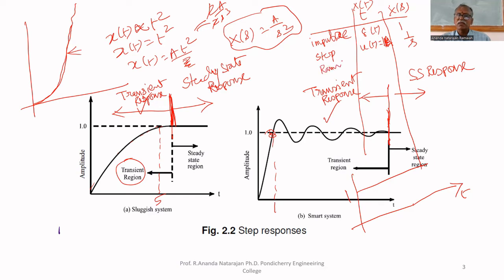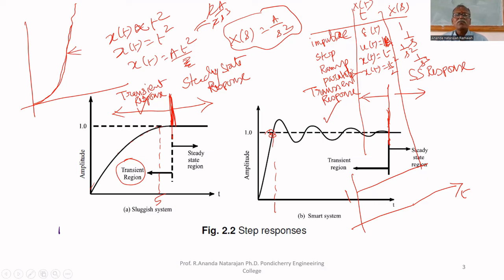Ramp signal means x of t equal to t. If we take Laplace transform, 1 upon s square. Parabolic input: x of t equal to 1 by 2 t square. To cancel that 2, 1 by 2 t square in time domain. That's why in frequency domain you will get 1 upon s cube.